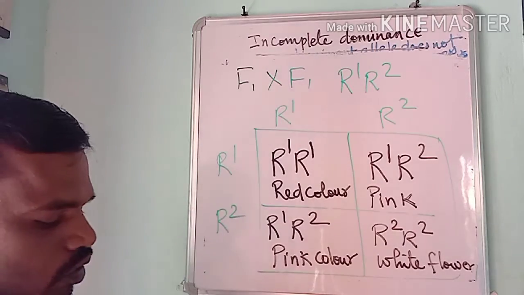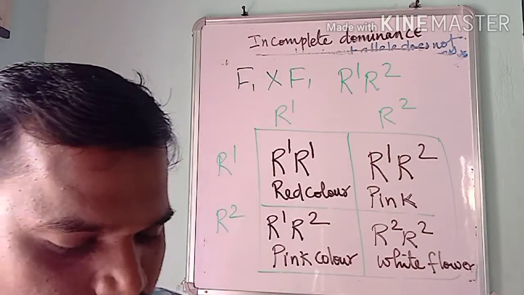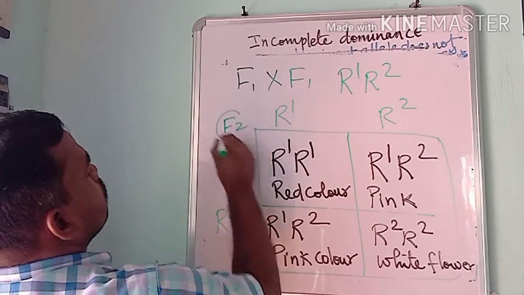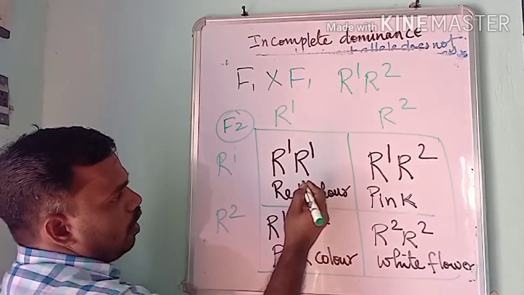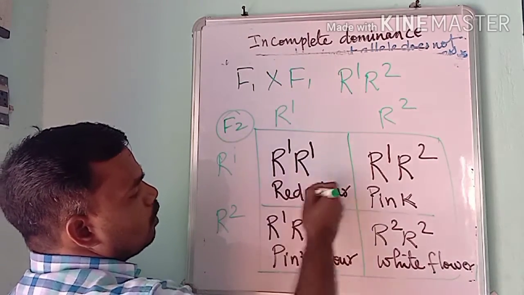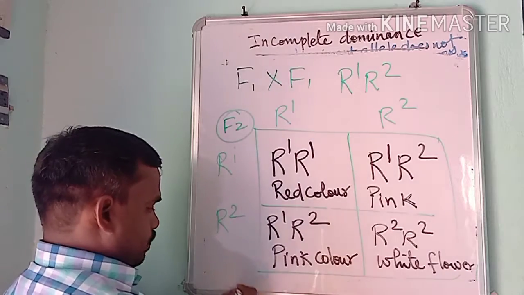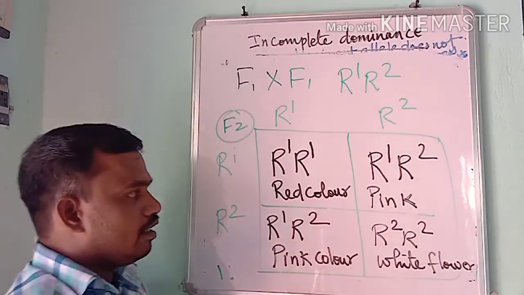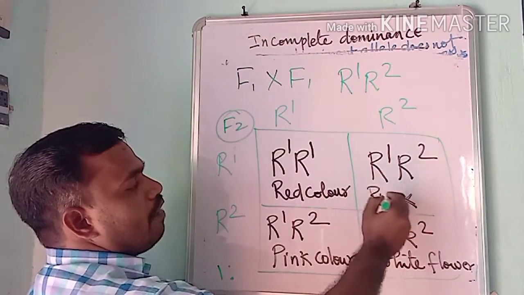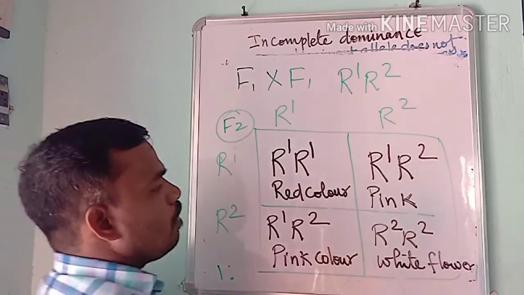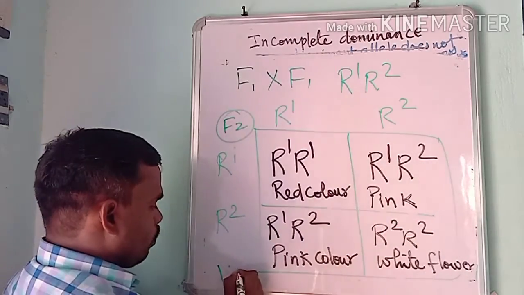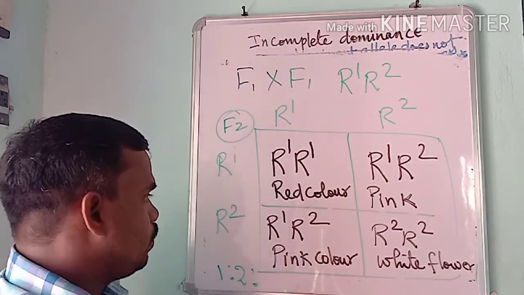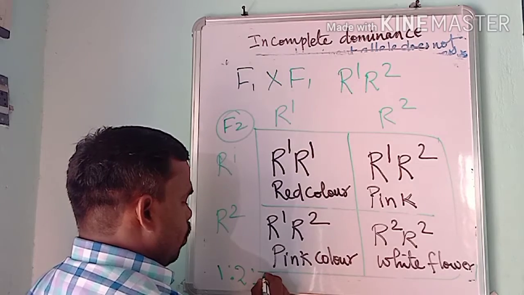So what will be the phenotypic ratio in the F2 generation in this case? This is an F2 generation. What will be the phenotypic ratios? Look at this: the pure homozygous red color is 1. Then we have the intermediate form. How many intermediate forms are there? 1 and 2, so 2 intermediate forms, pink color. Then again the recessive, defective one, that is 1.